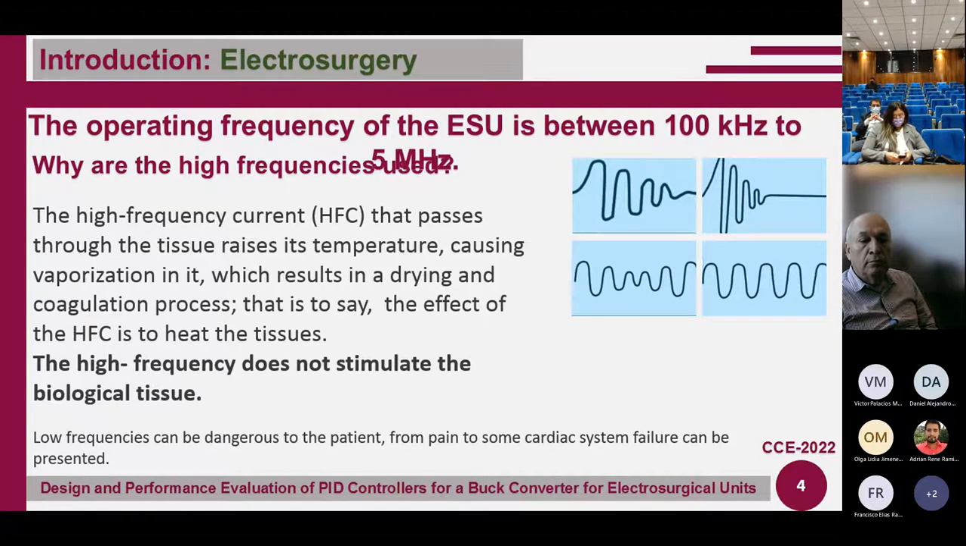That is to say, the effect of the high frequency is to cut the tissue, and the high frequency doesn't accumulate in the tissue. The effects of the accumulation are usually the interruption of some biological process or the manipulation.